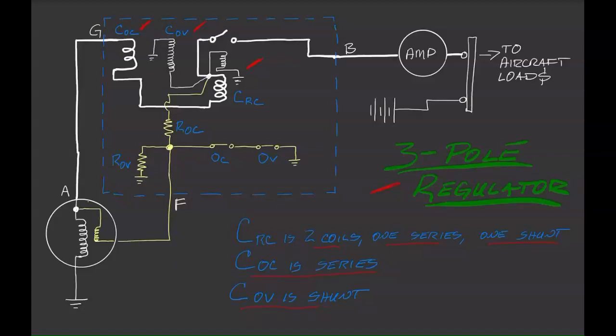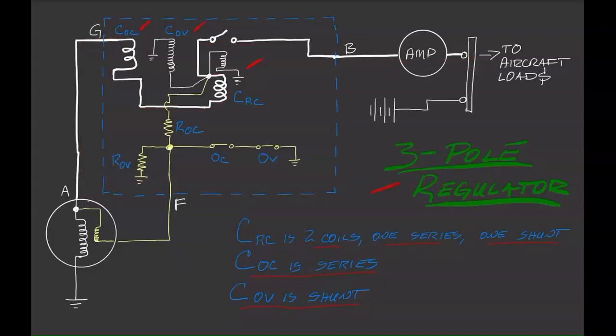So normal operation, current's coming out of my generator through this coil, through here, and once my voltage has gotten up enough where this can close, out to my aircraft bus. Pretty simple. Let's take a look at the over voltage condition first.